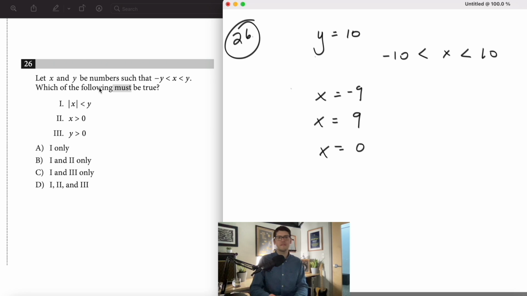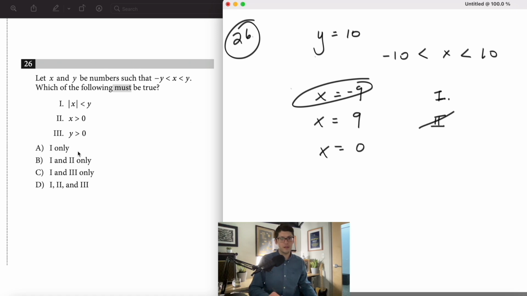So, let's see what things we can cross off right away. The absolute value of x is less than y. Well, looks like it for now. All of those absolute values would be 9 or 0, which is less than 10. So Roman numeral 1 is cool for now. Roman numeral 2 says x is bigger than 0. I've proven that wrong with this point. So Roman numeral 2 is out.